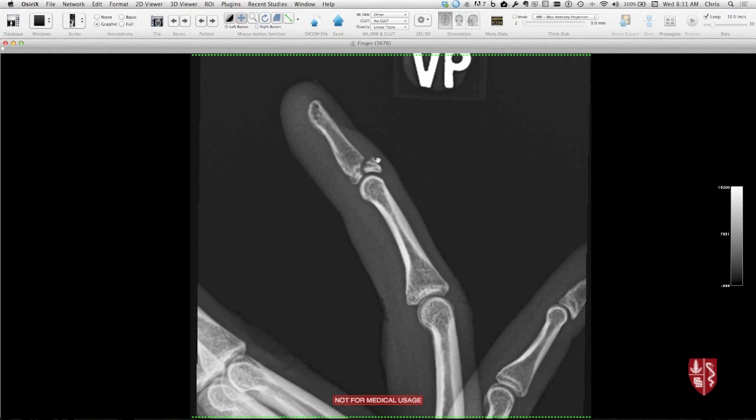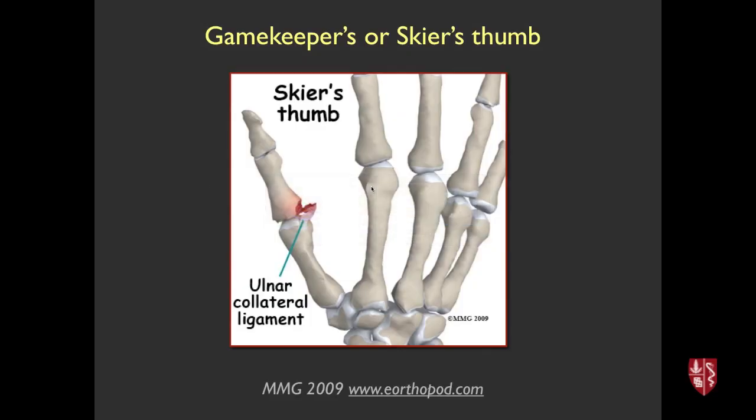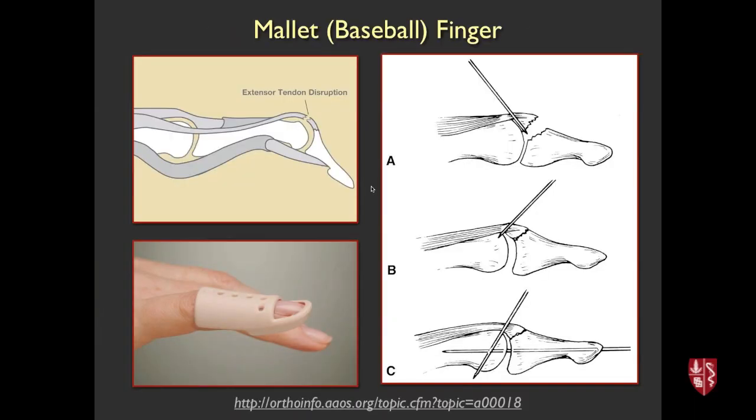There's a dorsal ossicle, a little fracture fragment off the dorsal aspect of the distal phalanx, and it can lead to a deformity. Often this is when somebody's trying to catch a baseball or other ball, and it jams the finger directly and forcibly palmar flexes it and avulses off that bit of bone. So this is mallet finger or baseball finger. So you can have a bony mallet finger or you can have a non-bony one.